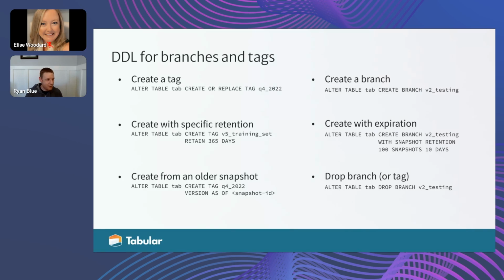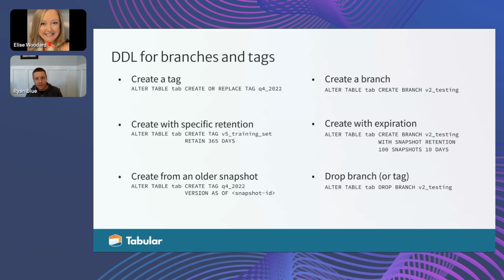I mentioned specific retention for tags. And you can just set that up by saying retain, some number of days. So that's the keyword that you say. Create tag v5 training set, retain 365 days to keep that around for a year. You can also tag some older version. So by default, it'll use the current main. But if you want to create a tag from an older version, you can just say version as of, just like you would for time travel.